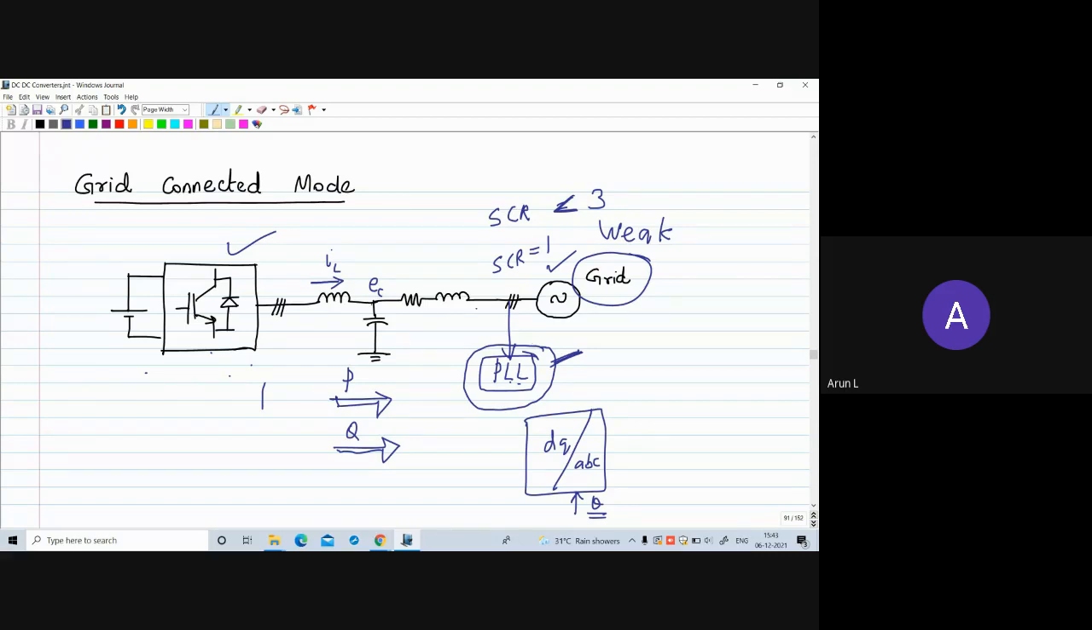The people have tried to avoid the use of this PLL and use some direct power control technique and other control techniques where the PLL can be avoided, or modified PLLs are proposed.